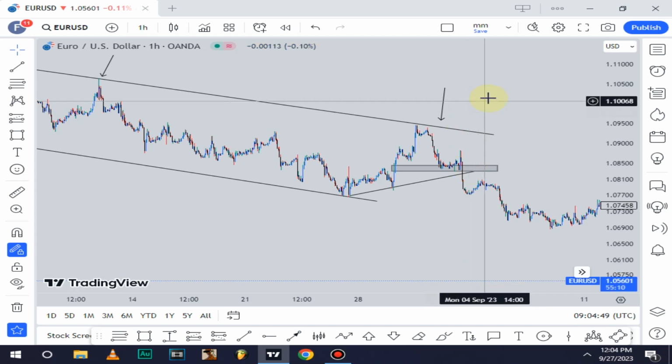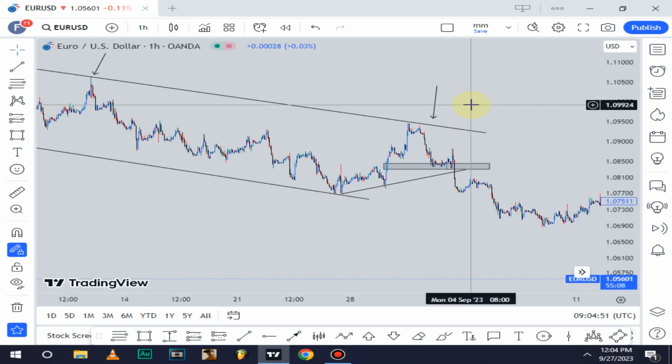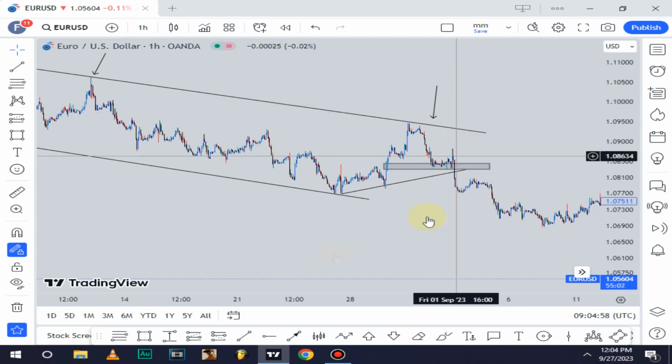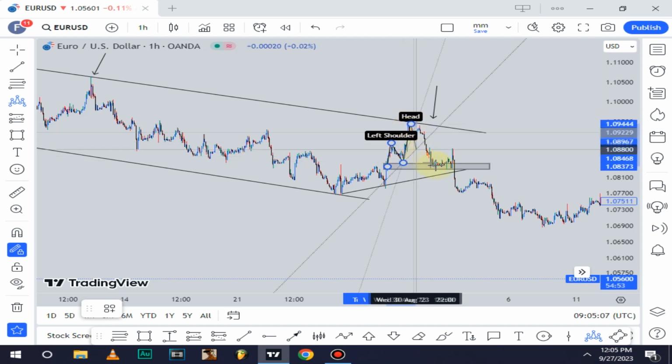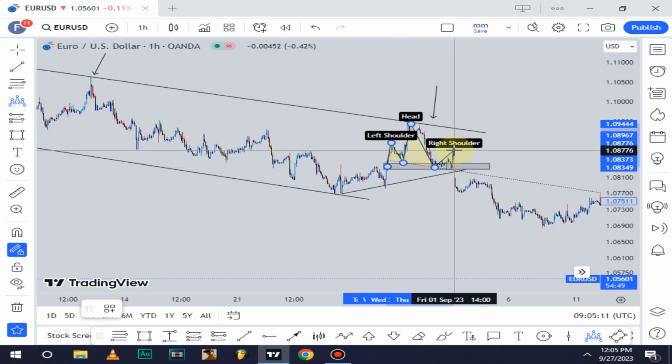So this time, guys, you can see we don't have anything like a double top or a double bottom. This time the reversal structure that we have is a head and shoulders. Look at this. We have a left shoulder over here, then we go to the head over there, then come back to a neckline, then we have the right shoulder. Boom. Crazy, guys.